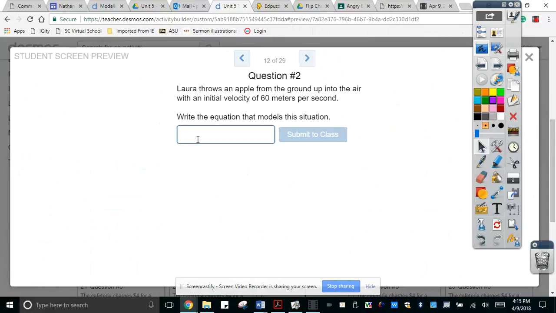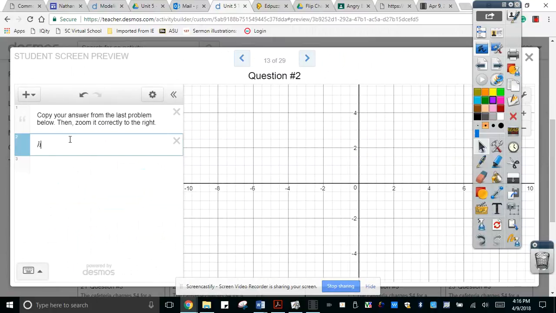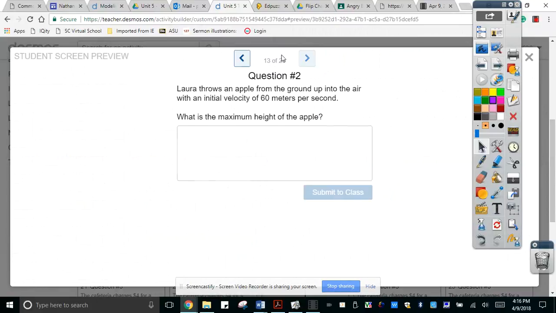Write the equation. Since this is meters, negative 4.9x squared. Again, you can use t squared, but I'm more familiar with x. Plus 60x since the velocity is 60, starting from the ground, you can put plus 0, or you don't have to, because she's starting from the ground. All right, so copy it. I'm going to put here h of x is equal to, copy the equation from the previous screen. What do I need to find? What's the maximum height of the apple?